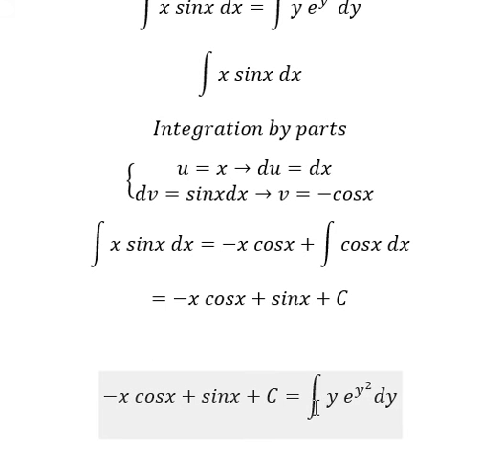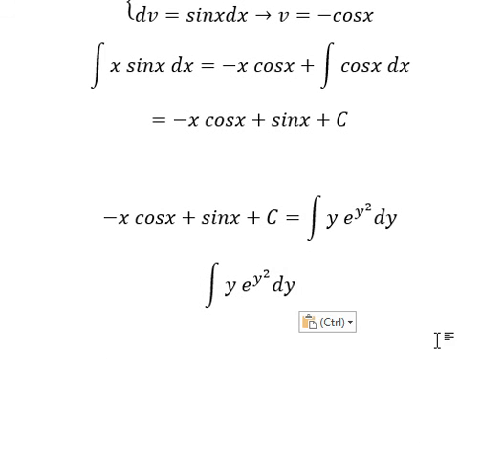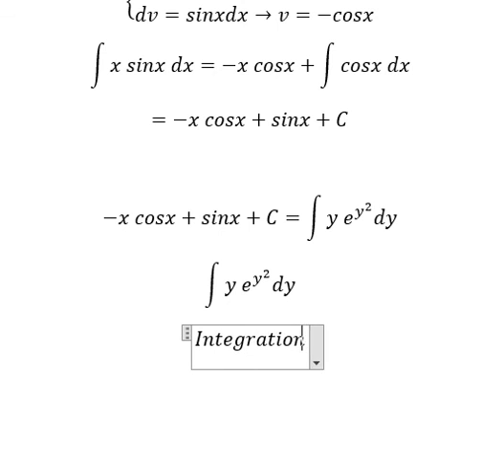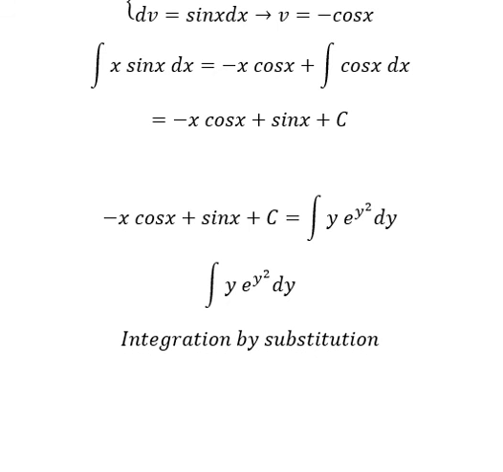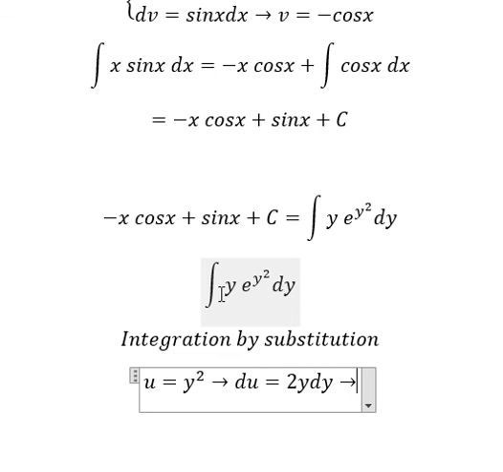Now we need to focus on this one. We can use integration by substitution. I will put u equals y squared. After that, we first take the derivative of both sides, and we have du equals 2y dy. Because we don't have the number 2, we need to divide both sides by 2.